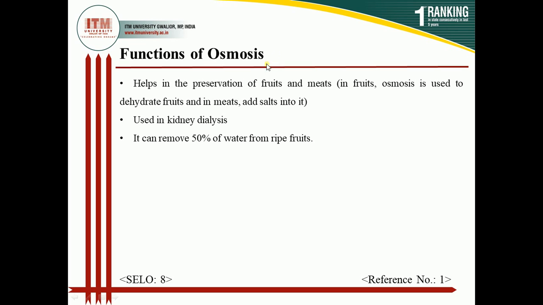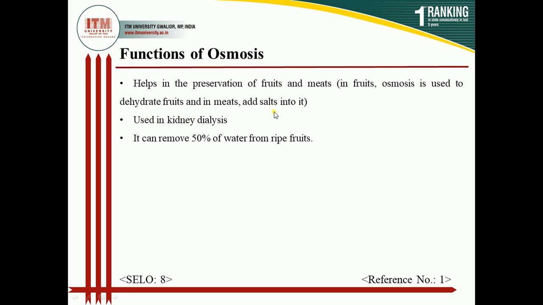These are the basic functions of osmosis, in which it helps in the preservation of fruits and meats. What happens in the fruits and meats? In fruit, osmosis is used to dehydrate fruits, and in meat we add salts into it. When we add salts into the meat, the water that is present in the meat will elute out, and it will help in the shrinkage of meat.